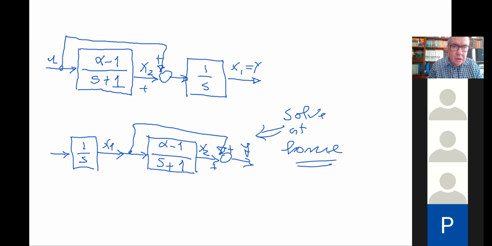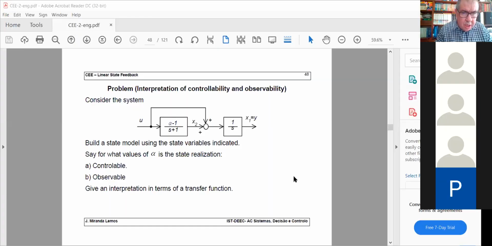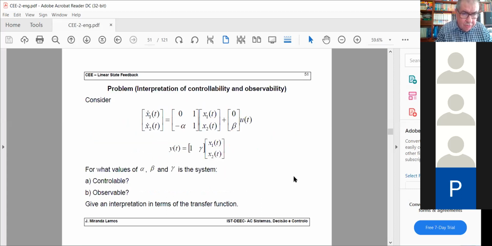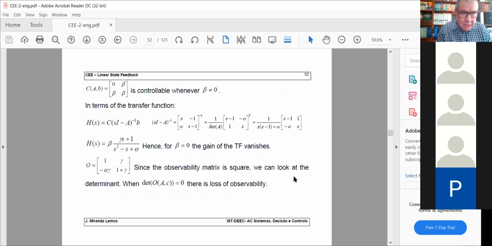So let's go back to the slides. There is another exercise here. Okay, this is what we have been solving. This is a little bit more complicated exercise. I won't do it here. You can use it when you study the slides.